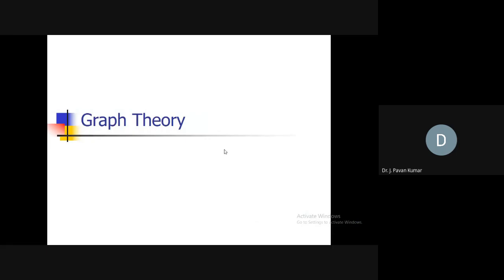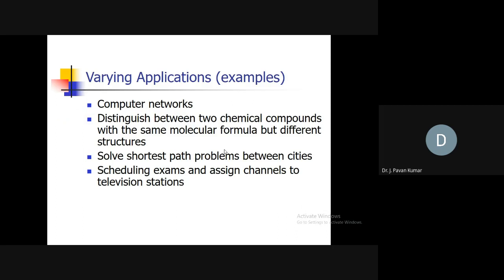We will revise the basics related to graph theory, which we have seen in the initial classes. Some 3-4 classes we have spent on this, so I don't want to spend much time. In 15 minutes or so, I will try to revise.